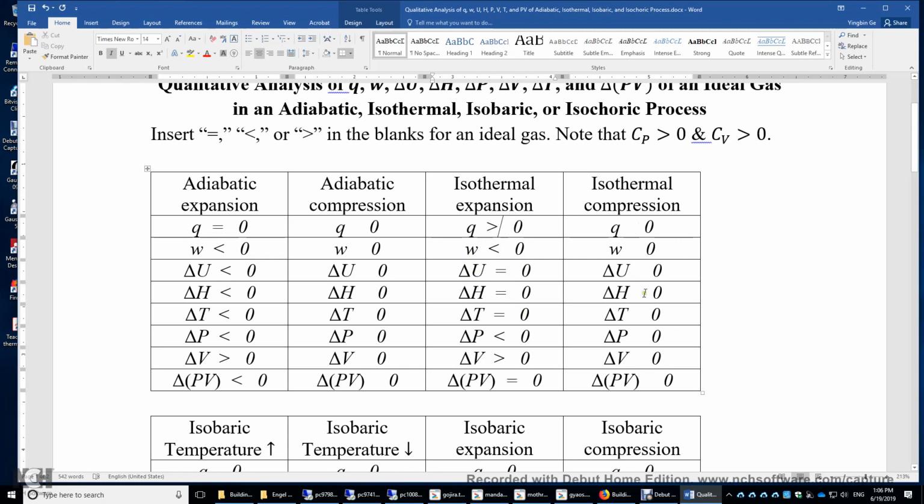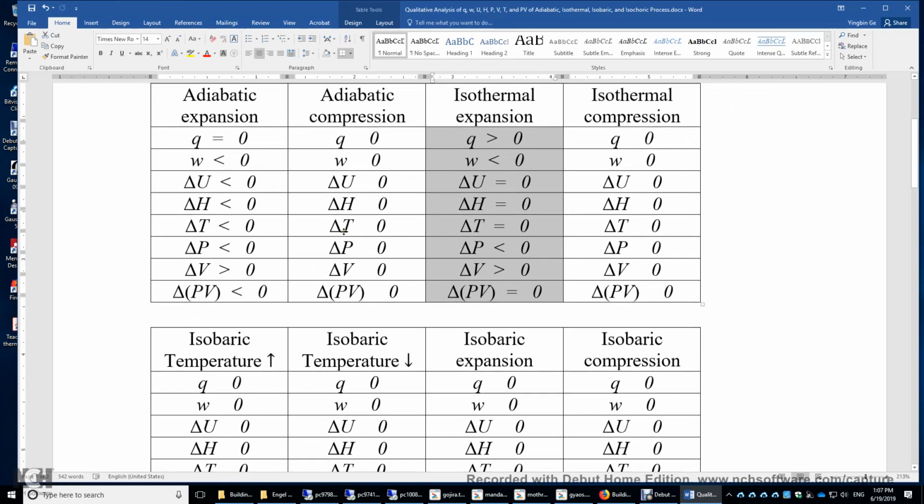So how about this column? Again, you just look at these signs. When you see a greater than sign, you put a less than sign here. If you see a less than sign here, put a greater than sign here. And if you see equal signs, just keep those equal signs.